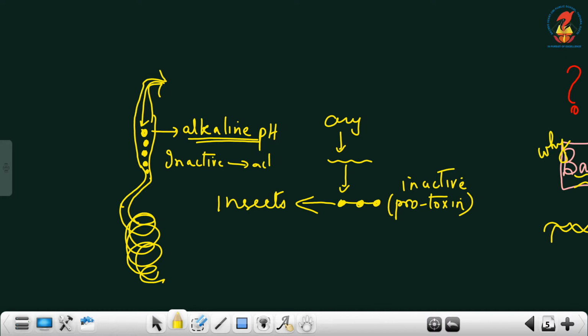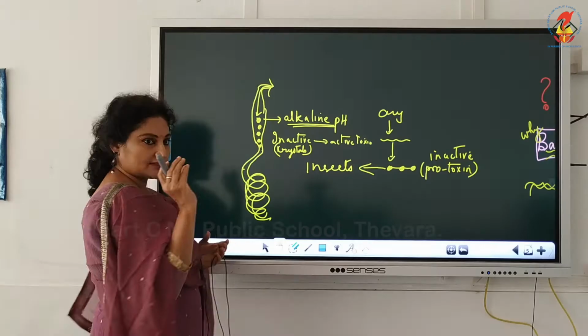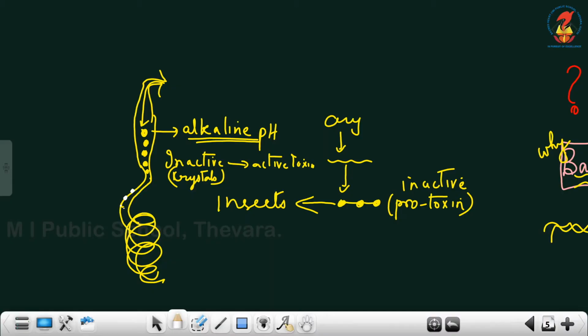Not only that, it was in the form of crystals. The inactive form was in the form of crystals. Now slowly, these crystals will solubilize, and like sugar crystals, they will get deposited on the gut walls, especially the midgut epithelial walls. Once it gets solubilized, next thing that happens, pores are formed. So I'll just make it porous.